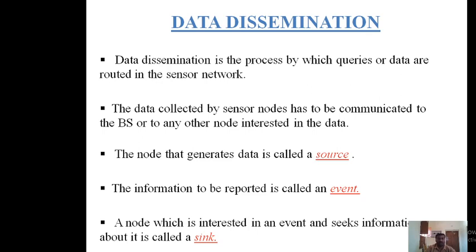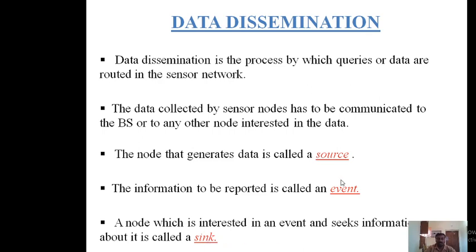The data collected by different sensor nodes has to be communicated to the base station or any other nodes interested in that data. That means the data that is distributed in the network is collected for communication with the base station or any other nodes in that network. Based on the interest, the data is communicated. In this manner, in the network we have three different types of nodes: source nodes, event nodes, and sink nodes.